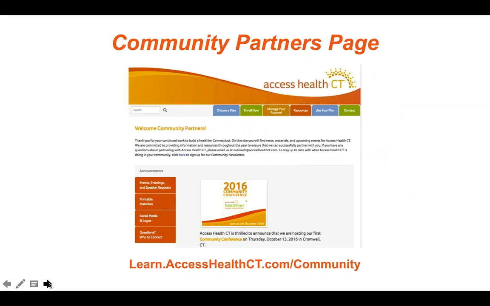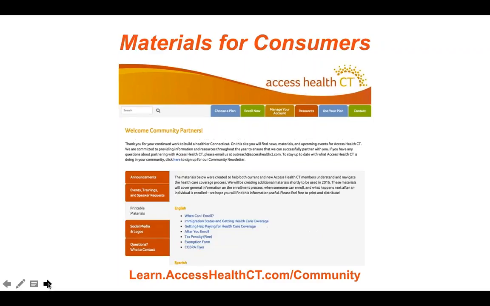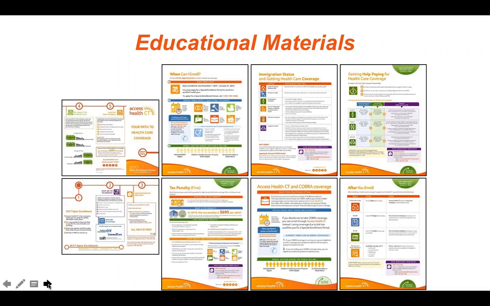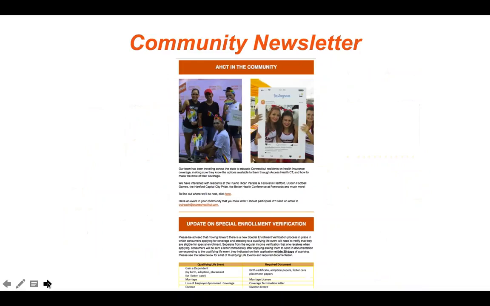And again, on our community partners page, as always, there's just all kinds of information from events, upcoming webinars. Our next community conference will be up there once that gets planned, and also a wealth of printable materials from immigration status and coverage, tax penalties, aging off your plan, COBRA information, just all sorts of things you can print out yourself and hand out to your folks.